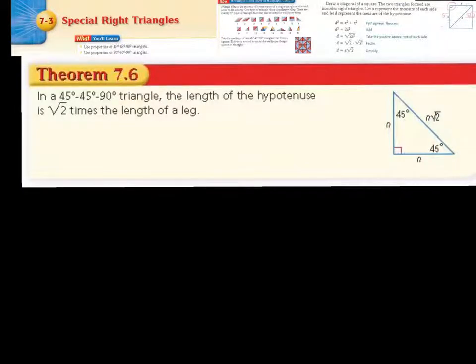We just looked at an algebraic proof for Theorem 7.6 in a 45, 45, 90 triangle. The length of the hypotenuse is square root of 2 times the length of a leg.